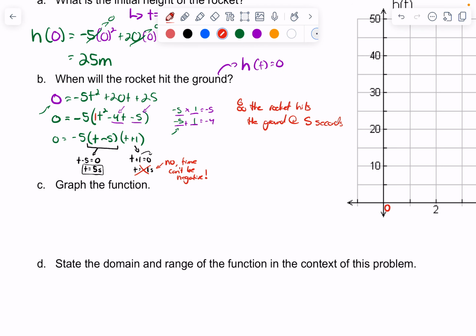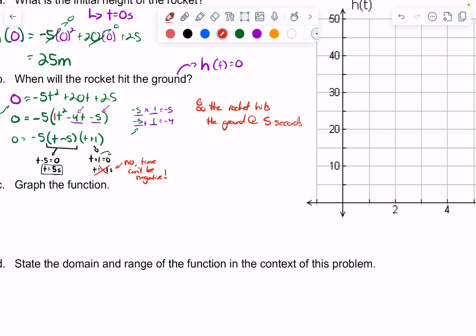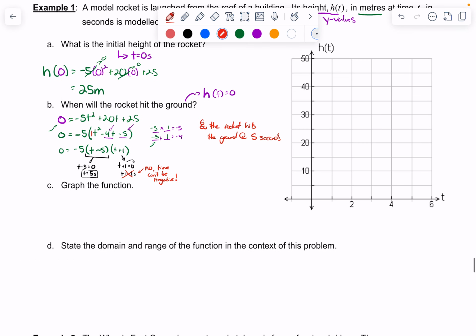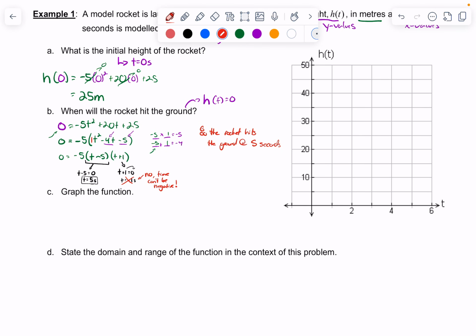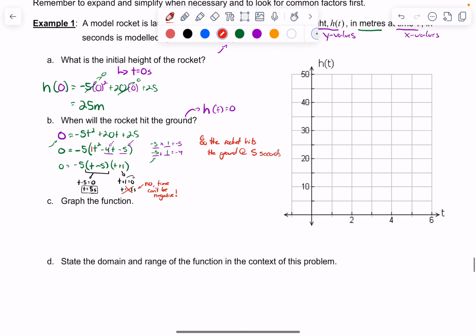Okay, part C, graph the function. Well, let's plot our points. In this case, part A gave us a point: an x coordinate of 0, because time is x, and a y coordinate of 25. So at (0, 25) you have a point right here. And then you also have another point at 5 seconds right here.